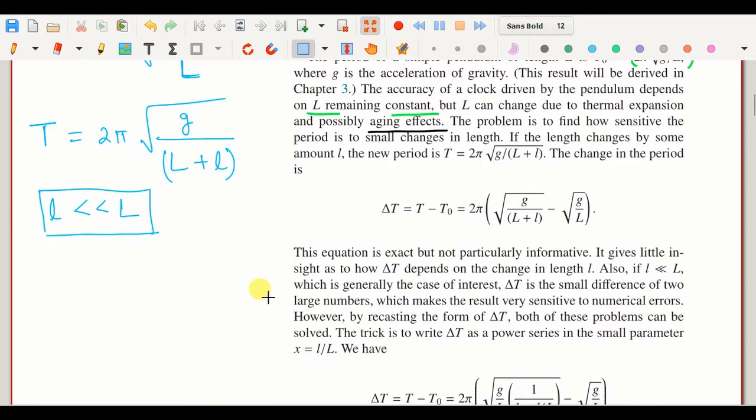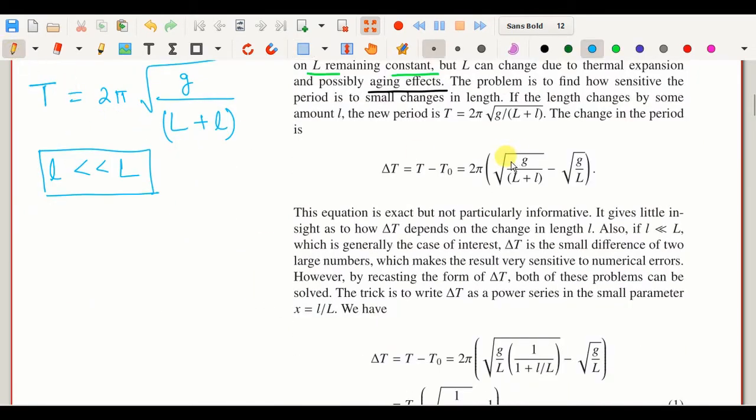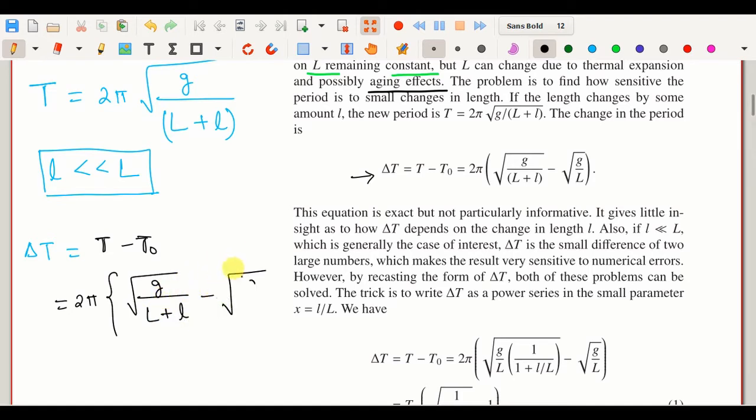Well, to understand this situation, we want to understand how far it has changed from its real value. As you can see here, delta t is t minus t0, whatever the initial time period it had. So 2 pi I am taking outside, and whatever is here is square root of g times 1 over square root of L plus delta L minus 1 over square root of L, the true time period.